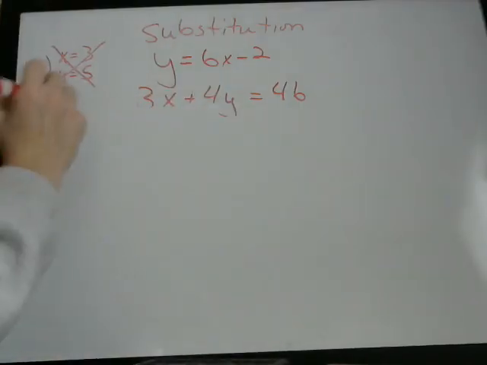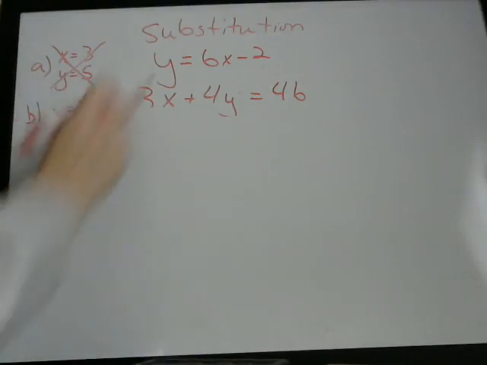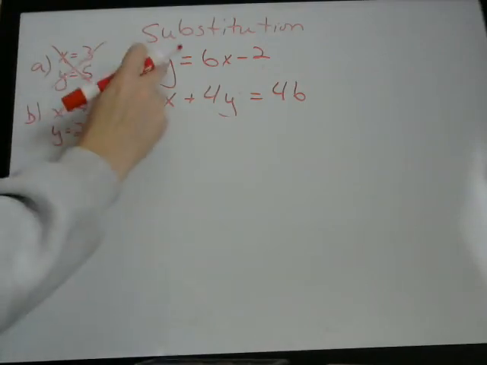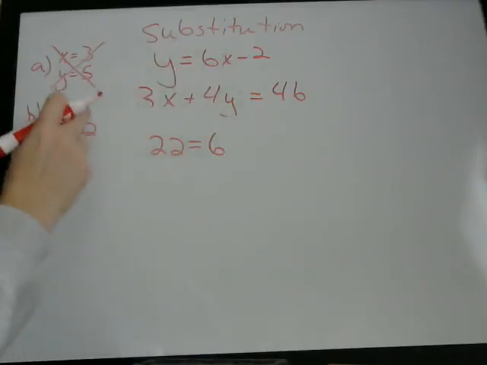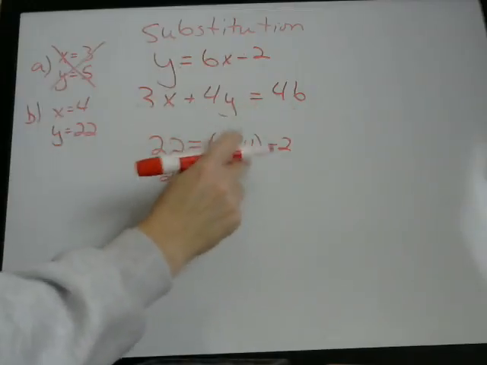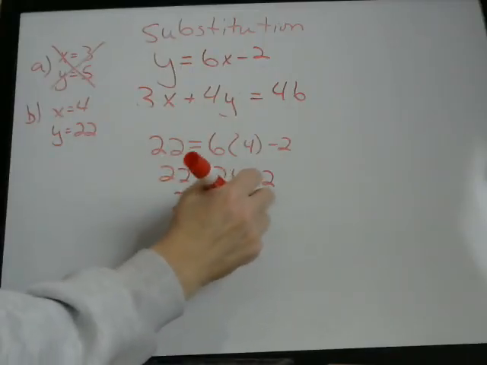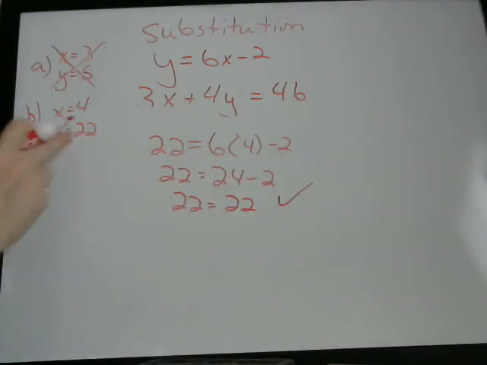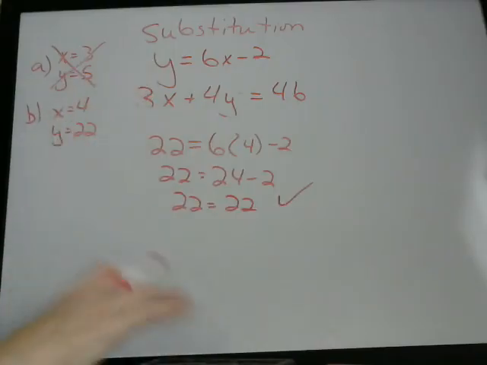Let's say the second answer is x equals 4, y equals 22. Again, start with the first equation. If y equals 22, 6 times x, 4. 22 equals 6 times 4, which is 24. 22 equals 22. Ah, that checks out. So this might be the right answer. But it can't just hold for the first equation, it also has to be true for the second equation.